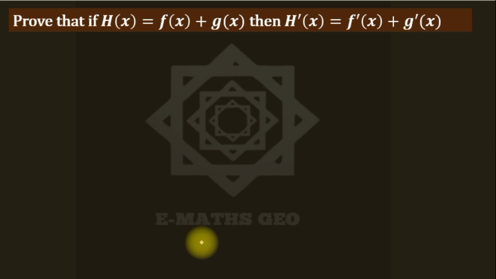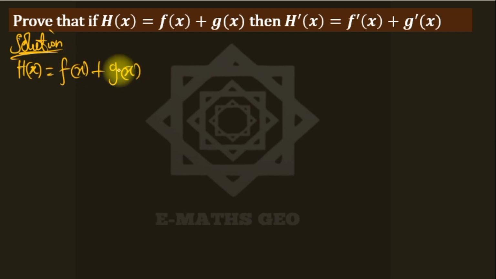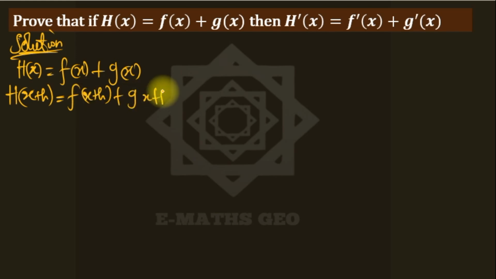We are asked to prove that if h of x is the sum of f of x and g of x, we're going to use the first principle to solve this. So if we have h of x equal to f of x plus g of x, then as we know, if x is changing, so we have x plus h, it will always change. Once it's changing on the left, it will change on the right.